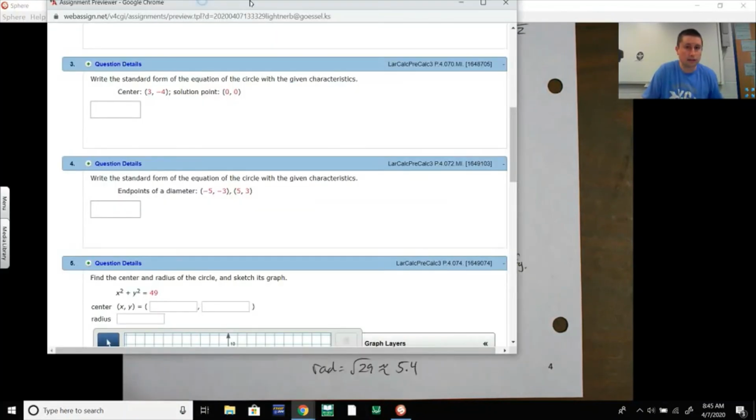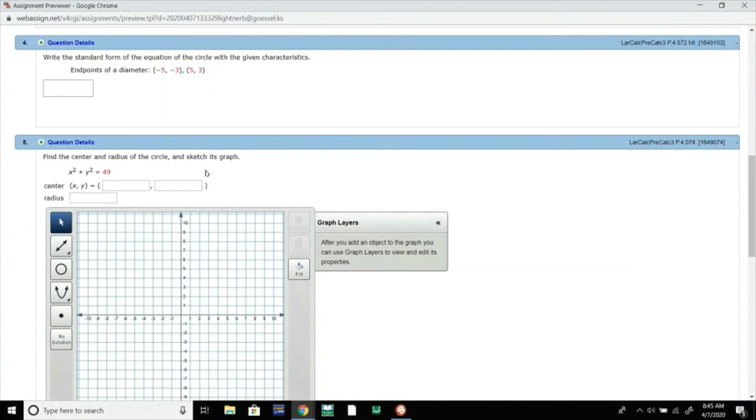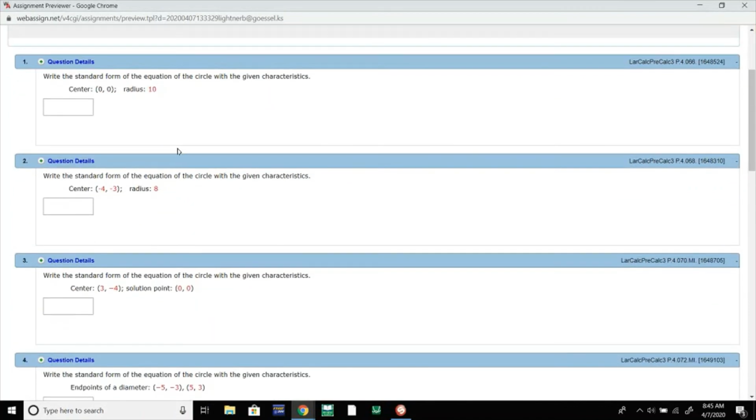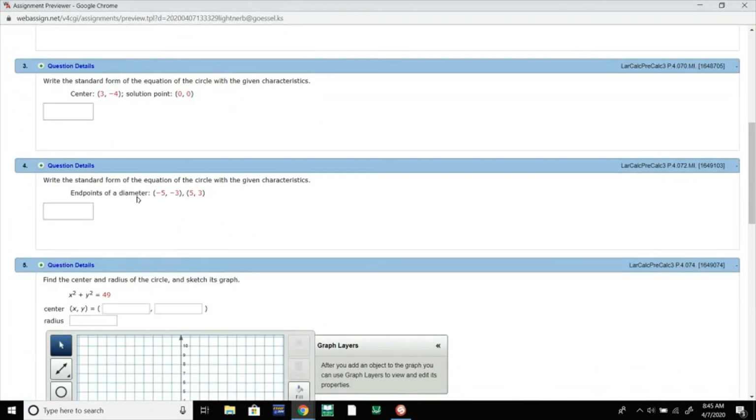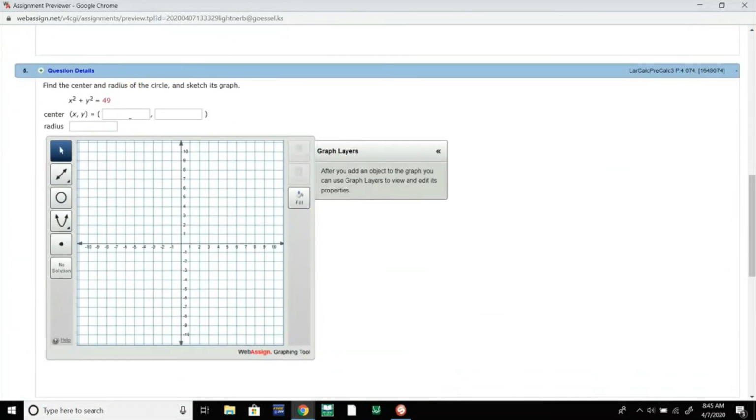So, these are the 6 questions you have. Writing the equations, giving center and radius, center and solution point. There's another 3, 4, hint, hint. Endpoints of the diameter, and then writing the center and radius and graphing it. So when you graph it, click the circle tool, and you put a dot for the center, and then you can go out for the radius and draw your circle.